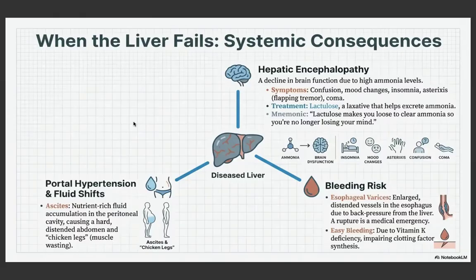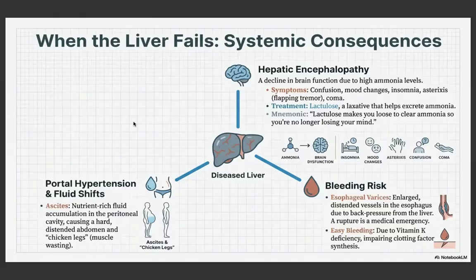Then portal hypertension. This is that really big distended belly that people get with the really, really narrow legs, and that's due to excessive fluid in the peritoneal cavity. Portal hypertension is on that portal hepatic vein, and that increase in pressure is going to cause damage to that vasculature, and then that fluid is going to shift outwards. They may get a drainage in that peritoneal cavity, and literally they just stick a needle through the abdominal wall into the peritoneal cavity and it drains out the fluid.